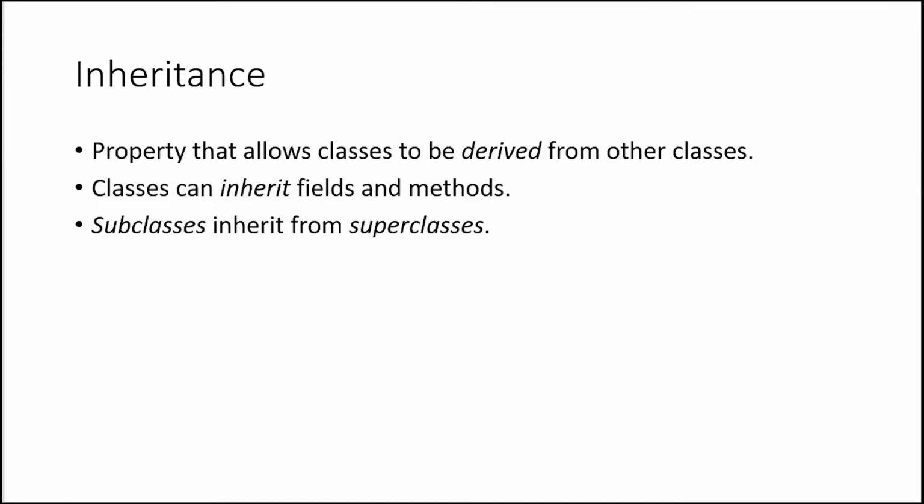So inheritance in Java is basically a property that allows classes to be derived from other classes. It's one of the main features of object-oriented programming. Classes can inherit fields and methods specifically, and the classes that inherit these are called subclasses, while the inherited classes are called superclasses.